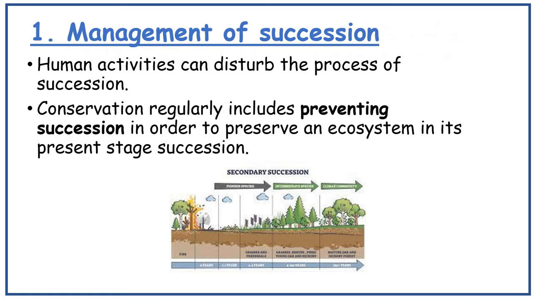Conservation methods. The first one is management of succession. Human activities can disturb the process of succession. Conservation regularly includes preventing succession in order to preserve an ecosystem in its present stage of succession.